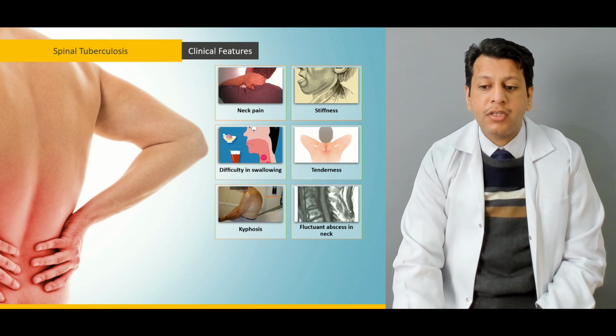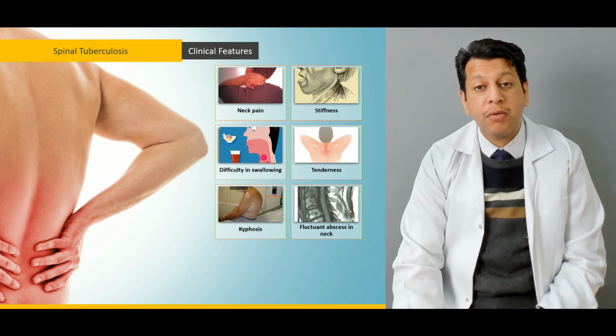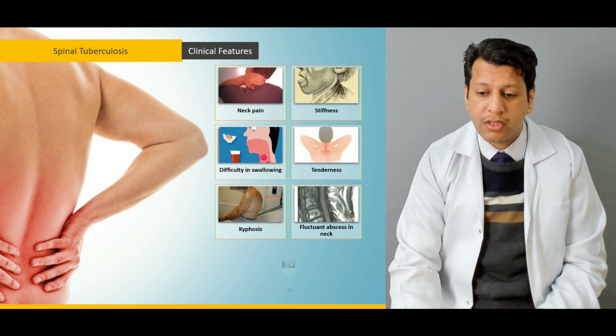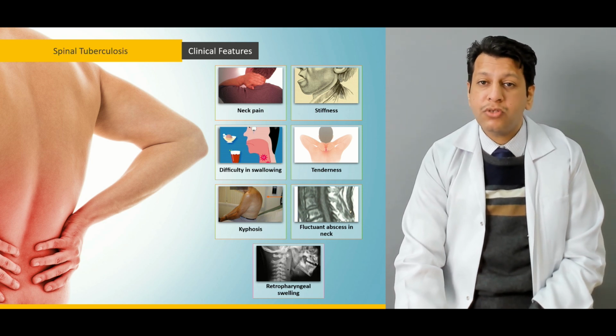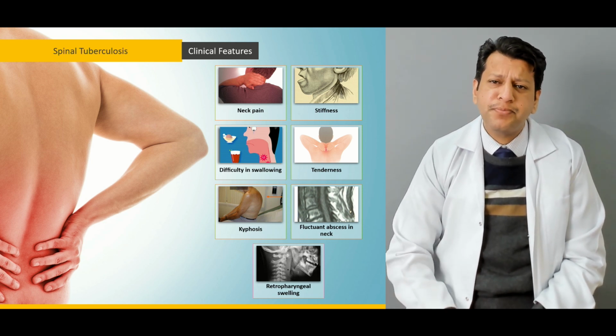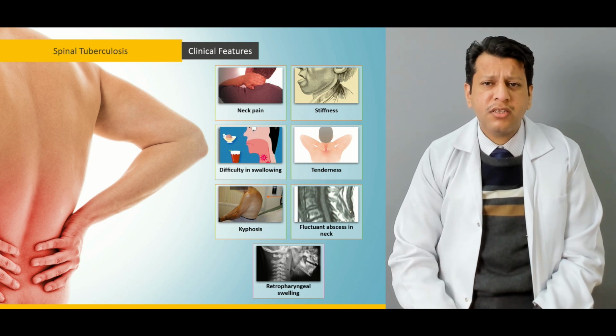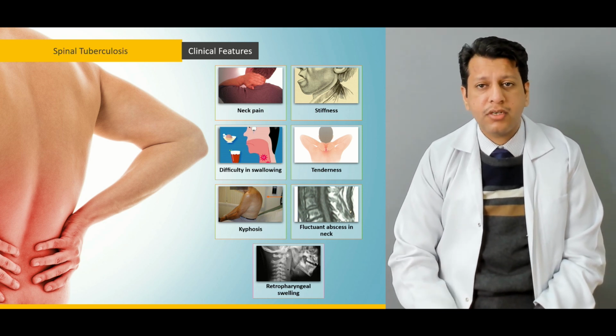A fluctuant abscess in the neck may be present as well. Why? Because there may be a formation of abscess over there, and there may be retropharyngeal abscesses which may impede swallowing as well. And usually in tuberculous patients, there is an increased chance of abscess formation outside the spine as well.